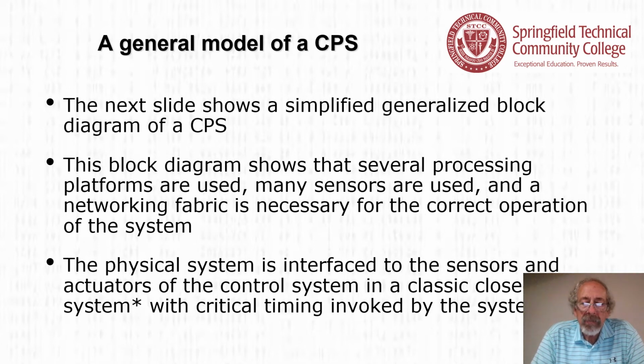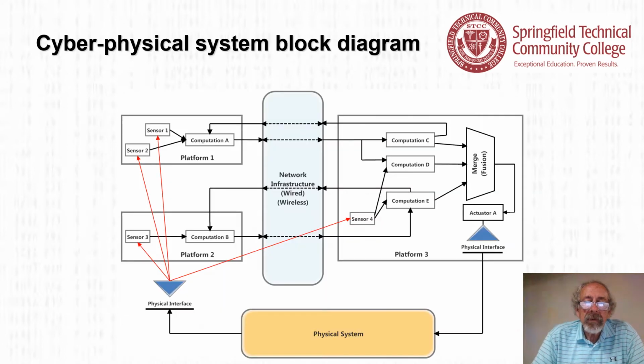Got an asterisk there. I think that means you want to go to topic number 3 if you're not familiar with classic closed-loop control systems. It also has critical timing invoked by the system. Now, this diagram I came up with, so it's not the best one, and this was before there were any other diagrams. There are several books out there now that have different diagrams.